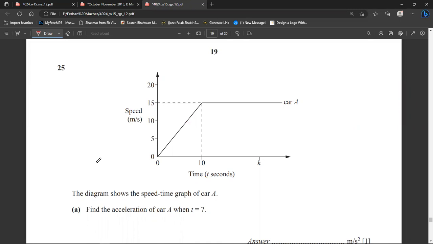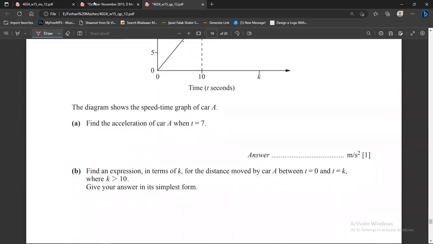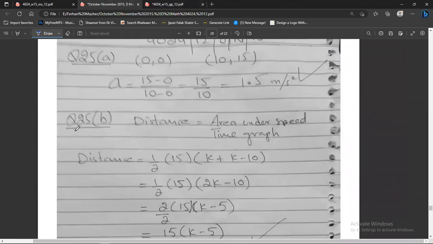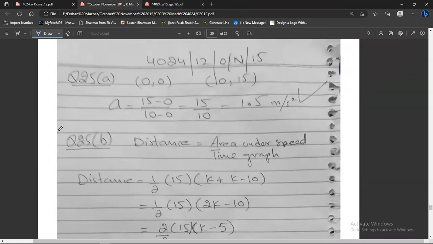Find the acceleration of car A when t is 7. When t is 7, it will be here somewhere. So they want me to find the acceleration. Whatever the acceleration is here, the same is the acceleration throughout this line because it has the same gradient. So I will take the points 0, 0 and 10, 15 and find the gradient. So acceleration will be y2 minus y1 divided by x2 minus x1, or you can say v2 minus v1 divided by t2 minus t1.